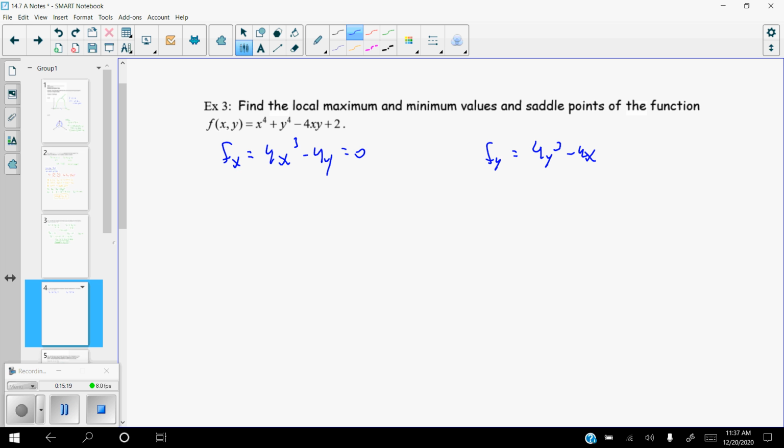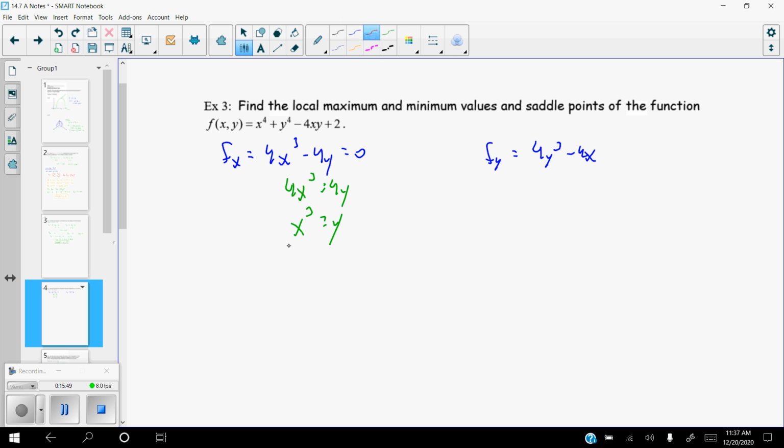All right, so this one's not going to be as easy to deal with because they both still have x and y in them. So what I'm going to do is solve one of them for a variable that's easy to solve for. Doesn't matter which one you pick. In this case, I think I'm going to solve the first one, the fx, for y. So that means I'm going to get that 4x cubed equals 4y. Divide the 4's out, and you get that x cubed equals y.